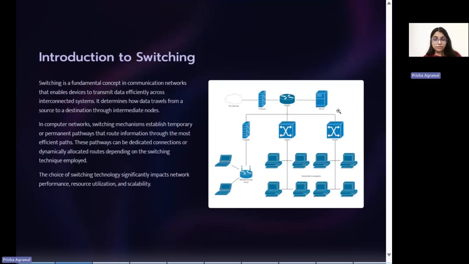In this diagram, if you observe very clearly, we can see multiple computers connected through networking devices such as routers and switches. When a computer sends data, the information passes through these intermediate devices before reaching the destination computer. In large-scale networks, like the internet, this process occurs continuously, allowing millions of devices to communicate with each other efficiently. Now that we understand the concept of switching, let us move on to the first technique known as circuit switching.